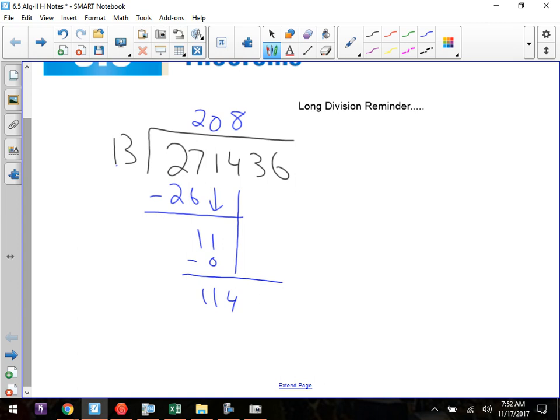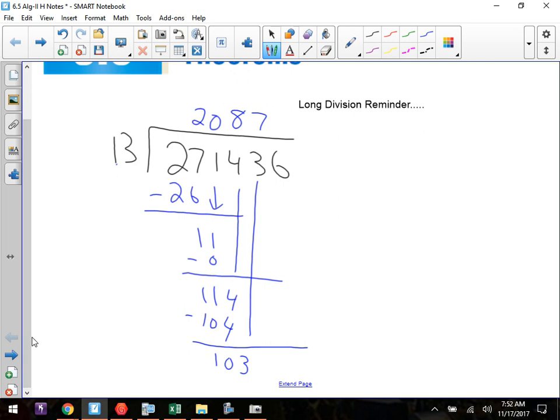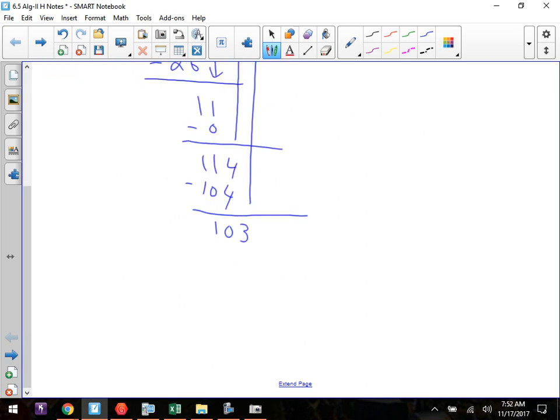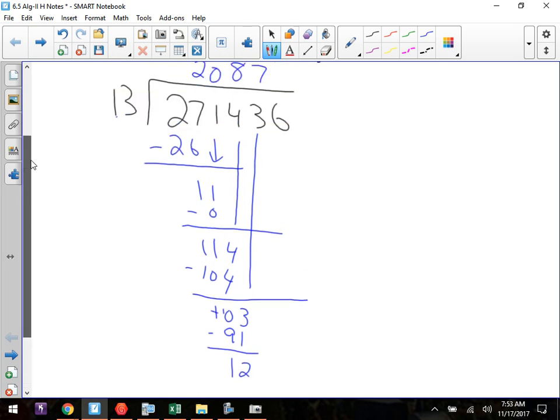13 times 8 has to end in a 4. 104, okay? Subtract that out, we get a 10. Bring down the 3. So now we know it's going to be a 7. Was it 91? And then what was our last one? A 6?